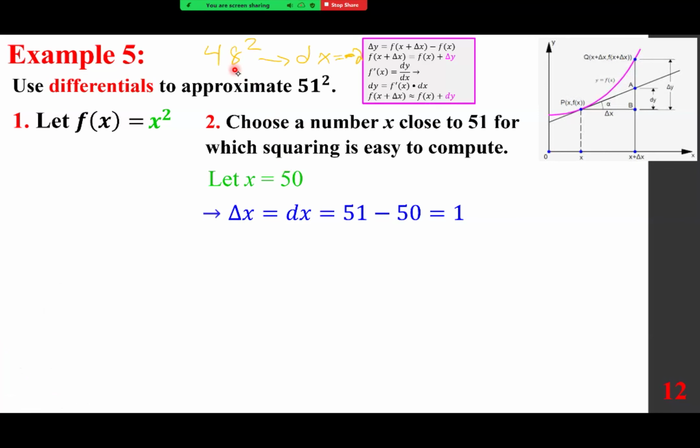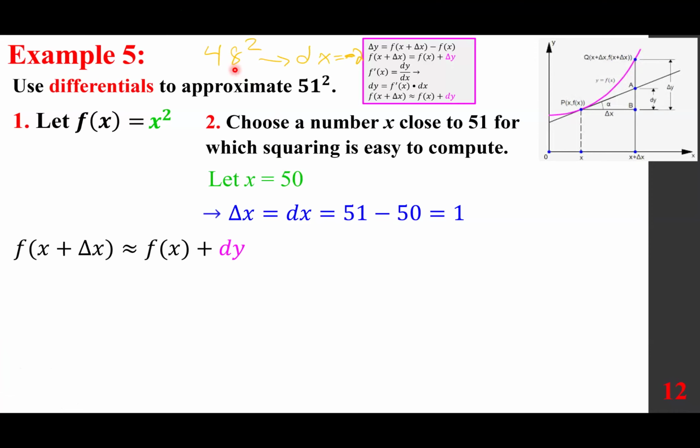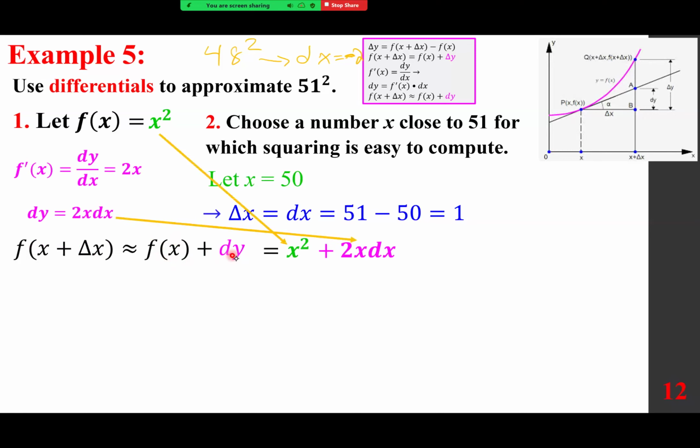In any event, so we need to find f prime of x and dy, because f of x plus delta x is f of x plus dy. That's an approximation we're going to use. Okay, so delta y, we're going to use dy. We know f of x is x squared, but what is dy? First, let's differentiate, and we get f prime of x or dy dx equals 2x. And dy becomes the same thing times dx. Therefore, f of x plus delta x can be approximated by f of x, which is x squared, plus dy, which is 2x dx.